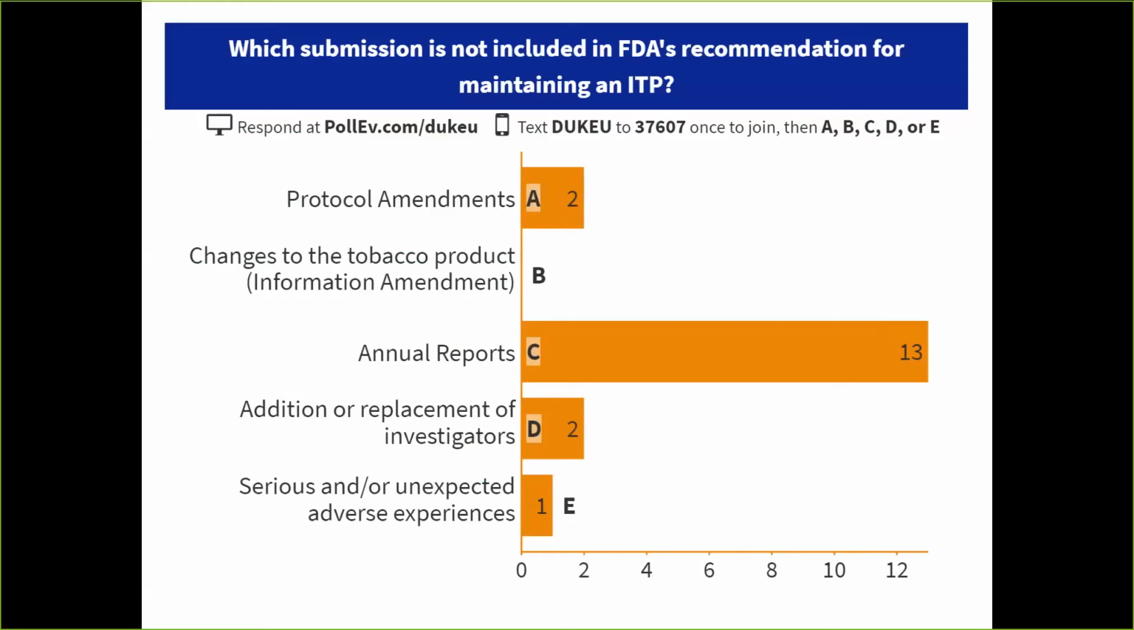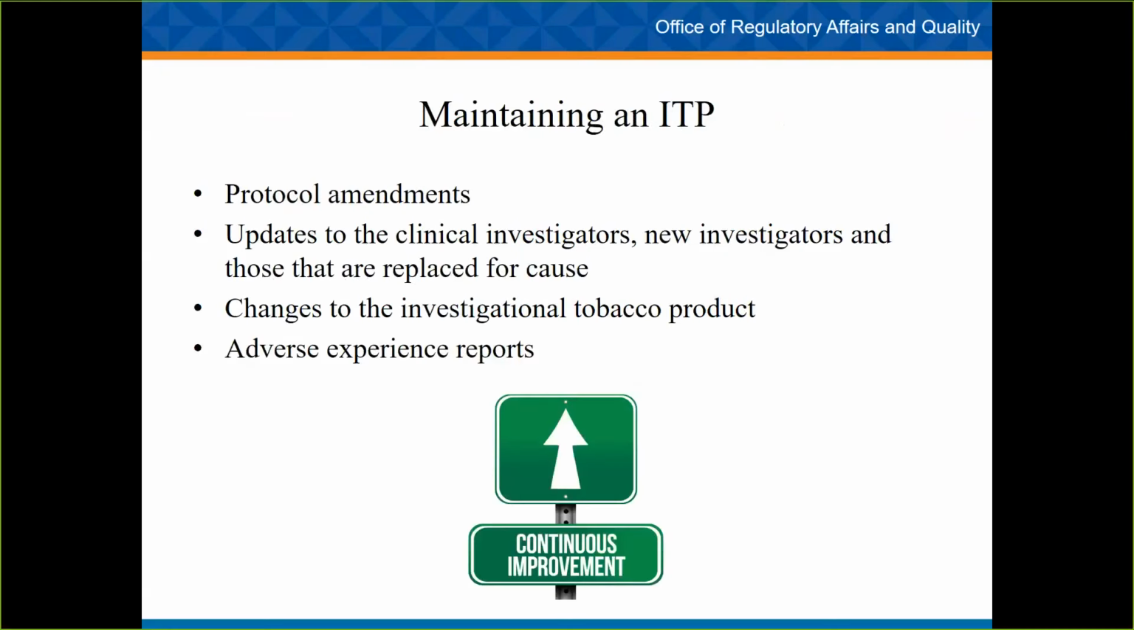Okay, so for this one, it's annual reports that you do not have to submit. So as a part of maintaining an ITP once it's in effect, the FDA would like to see protocol amendments. So if you make changes to your protocol, or you add a new protocol, you want to send that to them. Updates to the investigators, so either adding new investigators or replacing investigators, let them know if it was for cause. Changes to the investigational tobacco product or the manufacturing procedures, and also adverse experience reports. So those are all the things FDA wants you to keep sending them once your ITP is in place, although they did not mention annual reports, so that's something that you currently will not have to worry about if you have an ITP.